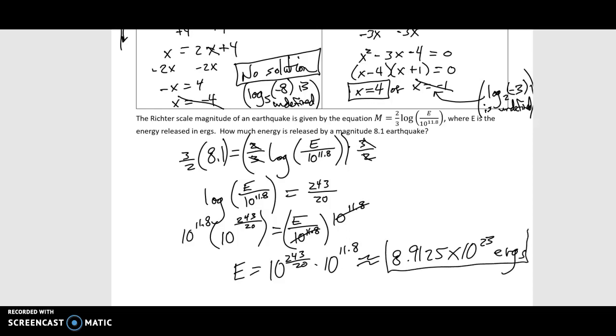Gross. All right. And remember, exponent properties say that we could add these. That doesn't do a whole lot for us. We're going to end up putting that in Desmos or a calculator anyway to get that decimal approximation.